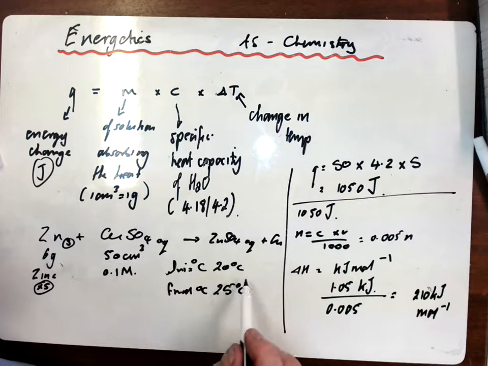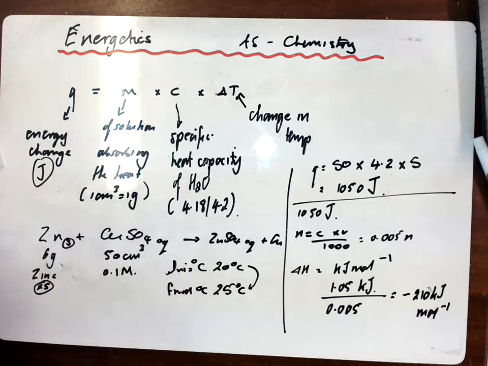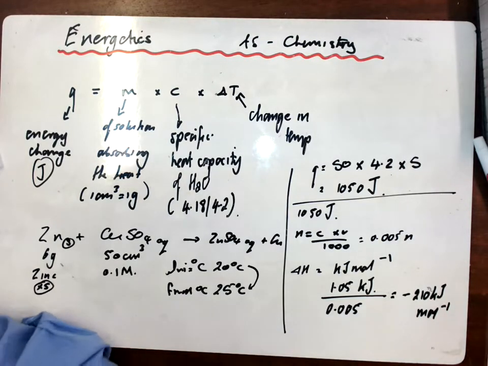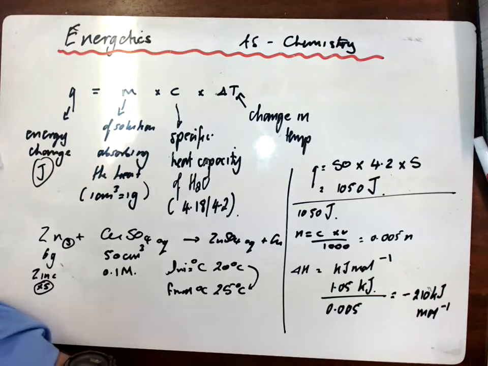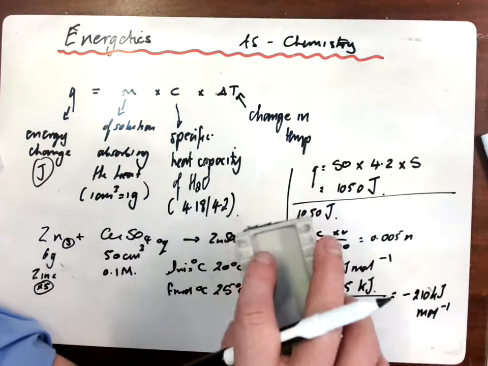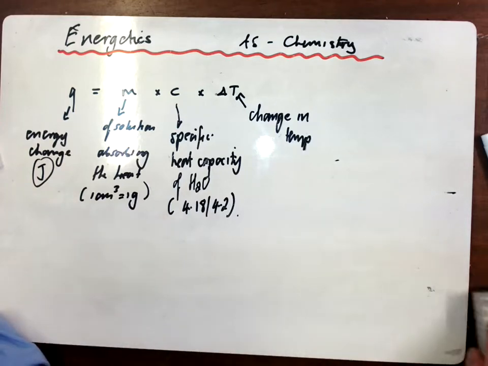Now don't forget that this is an exothermic reaction. The temperature went up, as it did, by 5 degrees. So you've got to make sure your final answer has a negative value on it to show that you understand that it's an exothermic reaction. So that's the first one, pretty straightforward. We'll do another couple, and hopefully you'll be able to go away and do some questions and apply the principle. This time we'll take a look at a neutralization.